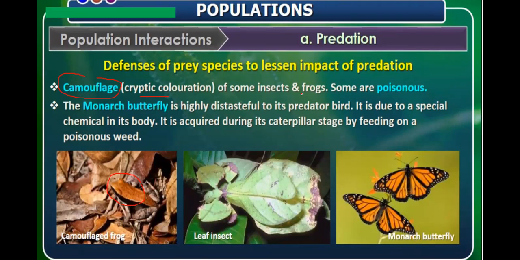Camouflage is seen in some insects and frogs; some are poisonous as well. The monarch butterfly is highly distasteful to its predator birds. It is due to a special chemical in its body. It is acquired during its caterpillar stage by feeding on a poisonous leaf.